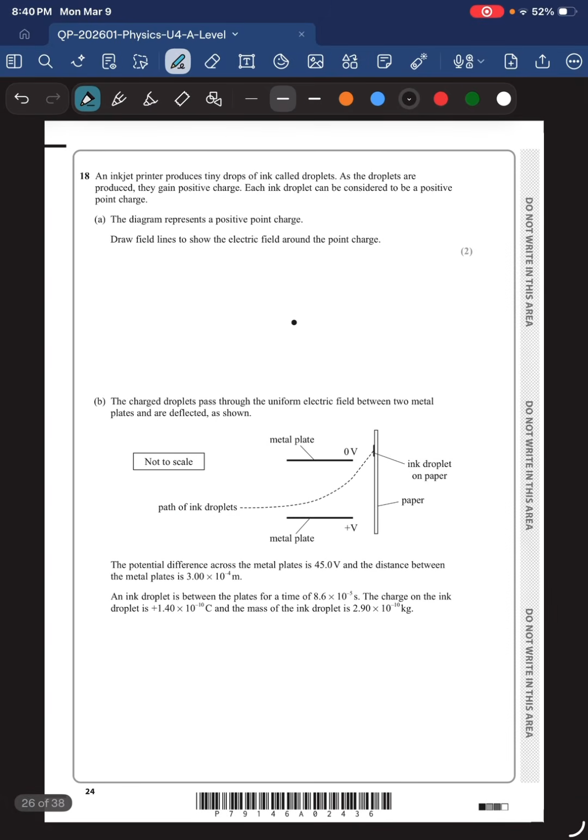So, question 18. An inkjet printer produces tiny drops of ink called droplets. As the droplets are produced, they gain positive charge. Each ink droplet can be considered to be a positive point charge. The diagram represents a positive point charge. This is question A. Draw field lines to show the electric field around the point charge. Okay, so these are the electric field lines. You have to point outwards and be equally spaced, so something like that.